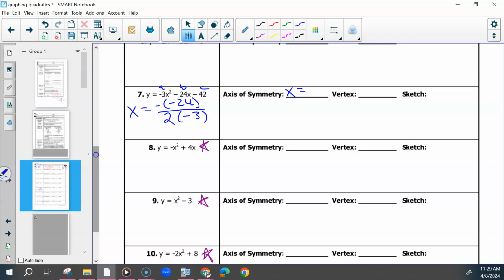X equals -4. But if you didn't put the negative, or you just put one negative, your answer might be wrong because you would have made this positive instead. So be careful there. Go ahead and find your y value. Use parentheses.